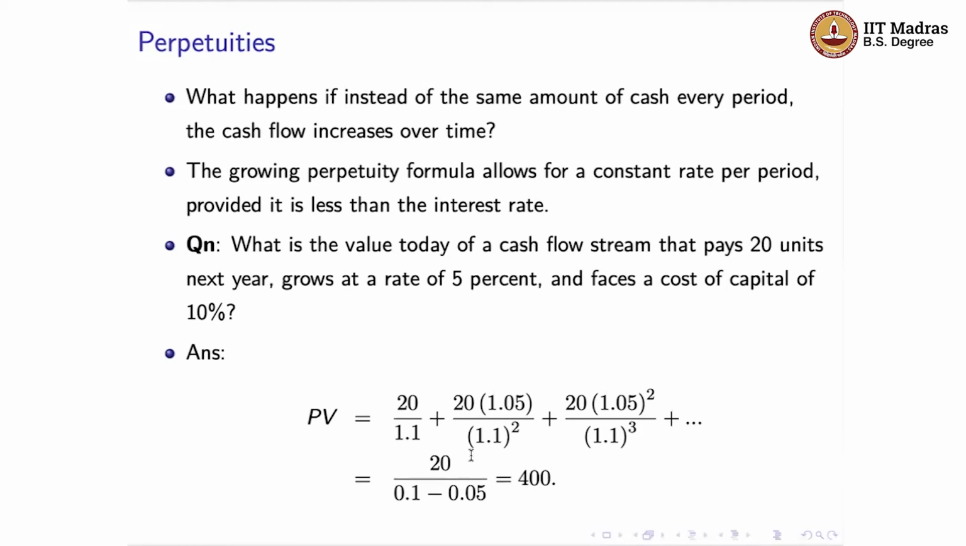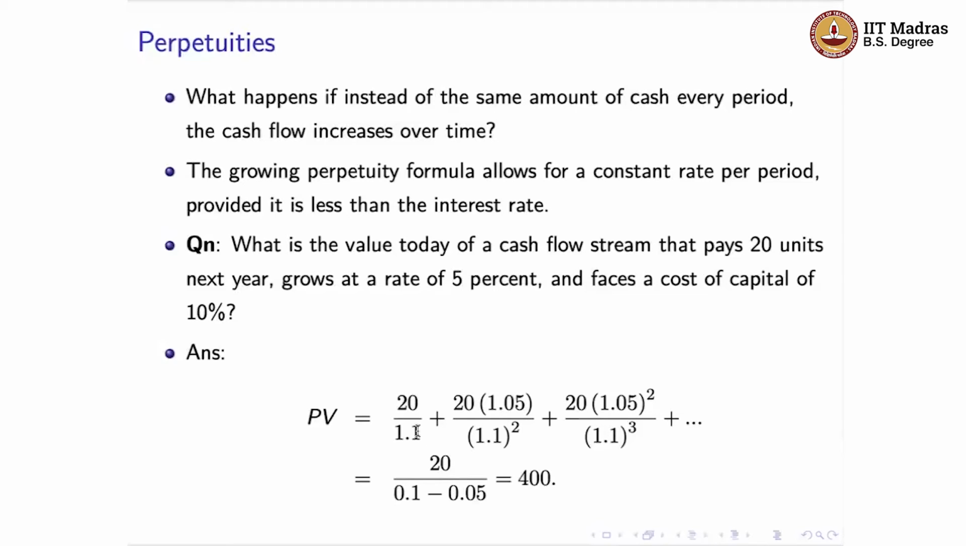So let's take a look at such an example. Suppose that you want to value today a cash flow stream that pays 20 units next year and grows at a rate of 5%. And say the cost of capital is 10%. So again, first you figure out what the cash flows are. The first cash flow is going to be next year, and it's going to be 20. The next cash flow is going to be the year afterwards, so it's going to be 20 multiplied by 1.05. Then the year afterwards, it's going to be 20 multiplied by 1.05 squared, right? So you can see that this is growing at a rate of 5%.